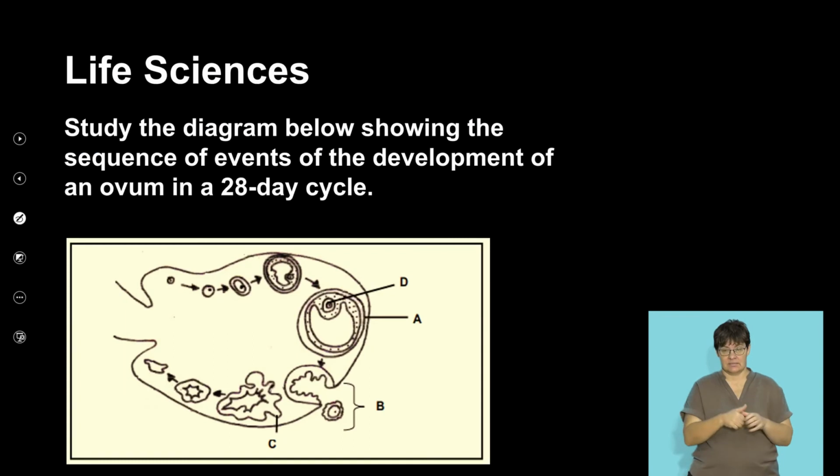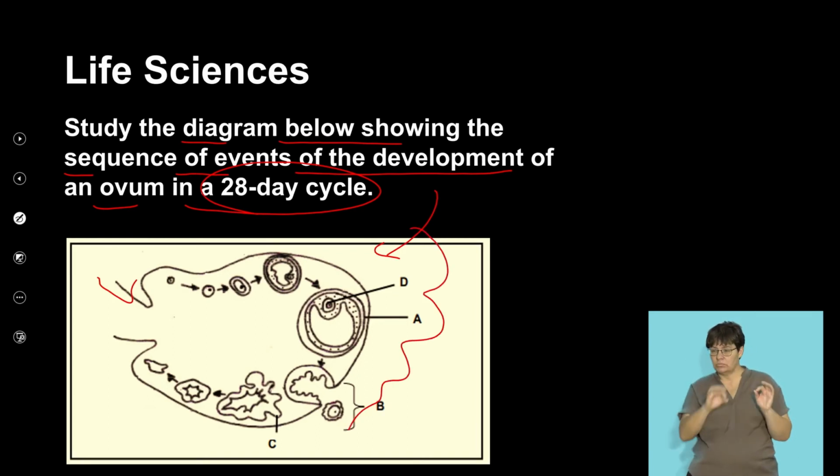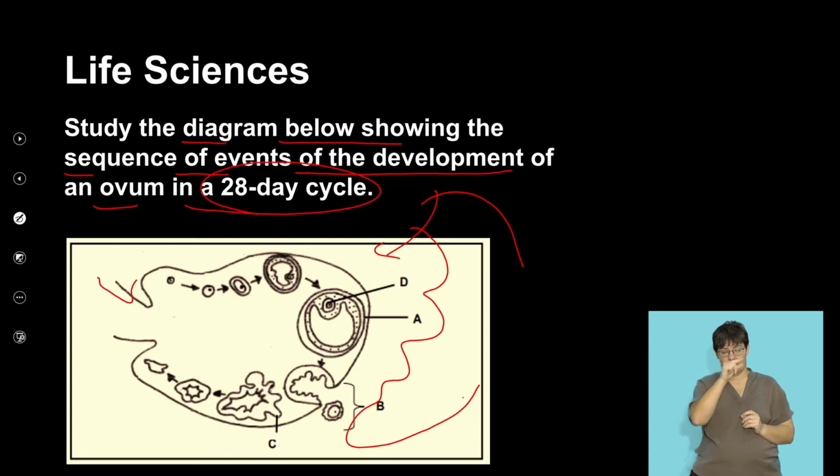The next question. Study the diagram below showing the sequence of events of the development of the ovum in a 28-day cycle. So here is obviously an enlarged diagram showing you the ovum, and this is the context to where the ovum is. And if we were to draw in the fallopian tubes, the fallopian tubes would be here, and that would be the fimbriae.